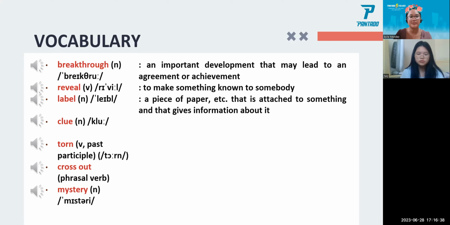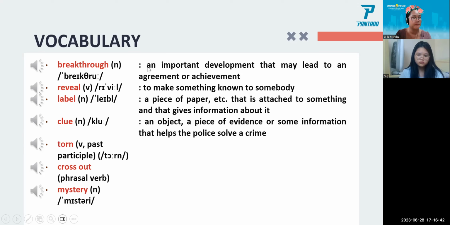Next is clue. An object, a piece of evidence or some information that helps the police solve a crime. Yes, it is an object or a piece of evidence or some information to help the police solve the crime. That is a clue. For example, in a murder case.